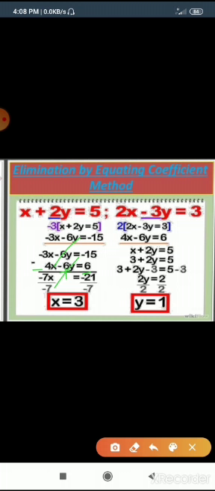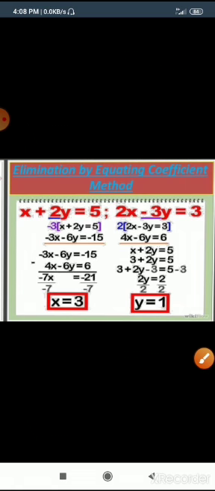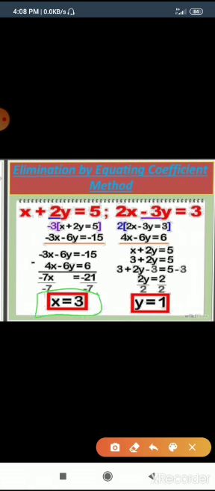So what is the equation we got here? Minus 7x is equal to minus 21. By solving that, x is equal to 21 by 7, the minus signs cancel, that is 3. So we got the value of one variable, x is equal to 3. To get the other variable, you have to substitute this x is equal to 3 in any of the equations.